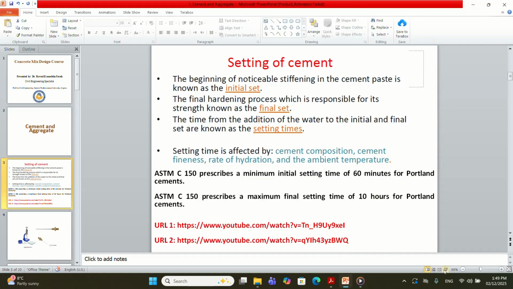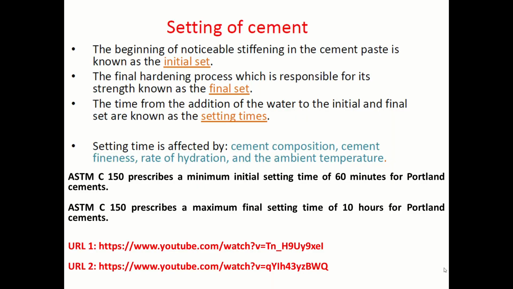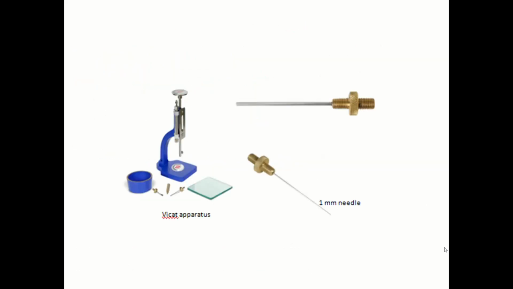All right, so let us continue. We have seen the consistency test and we have also seen the initial and final setting time test. Here is the apparatus which we call the Vicat apparatus and the needles which are used to conduct the test. Now we'll be talking about ordinary Portland cement.